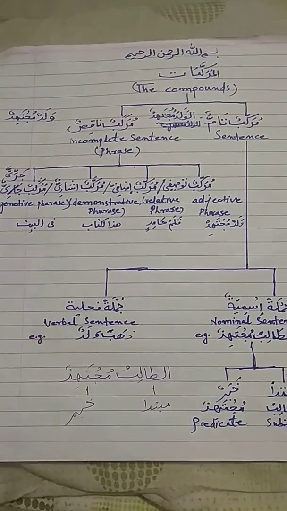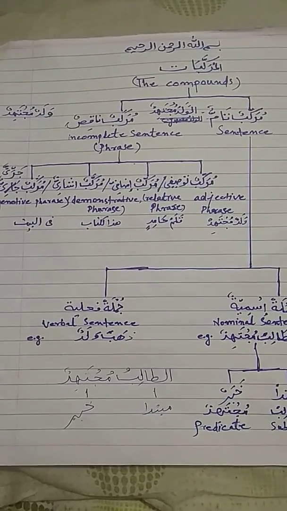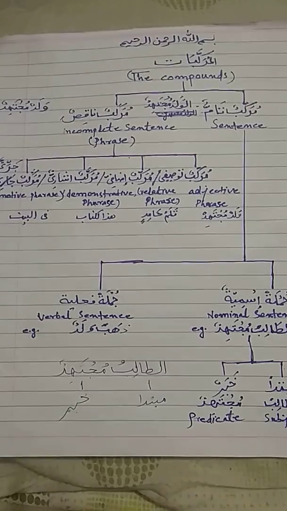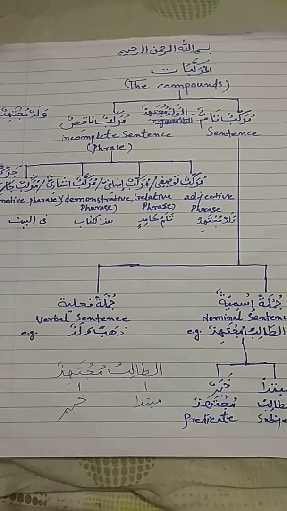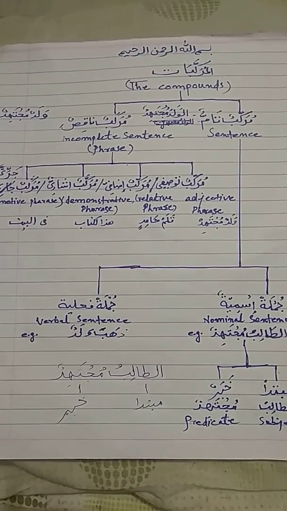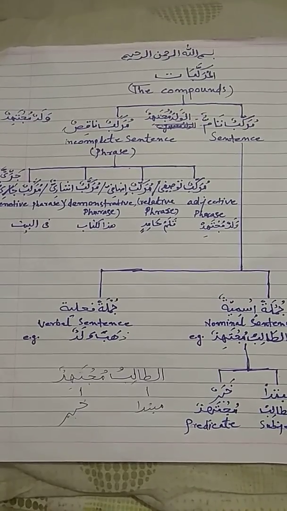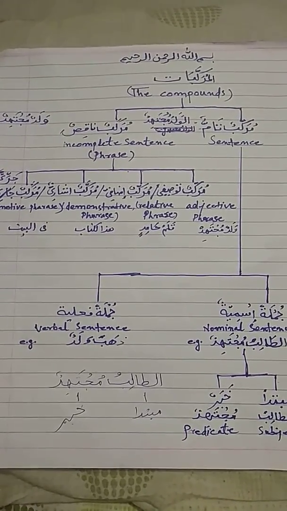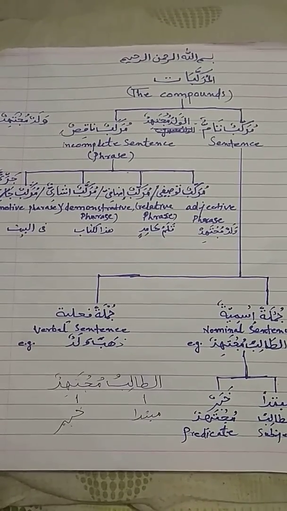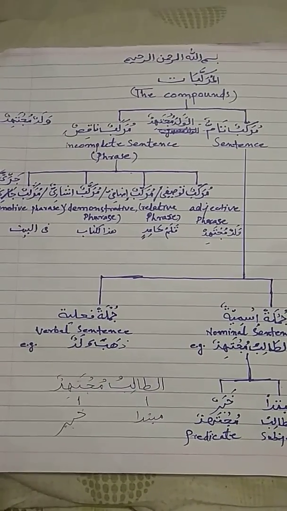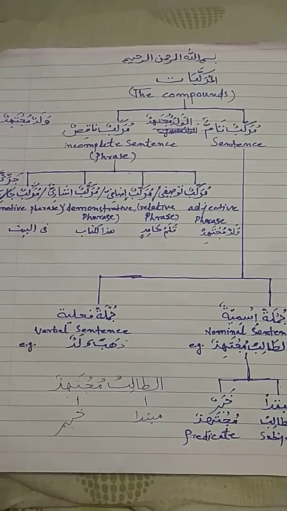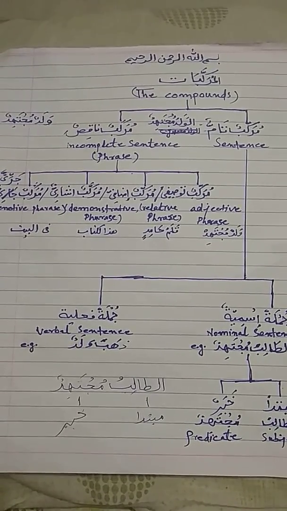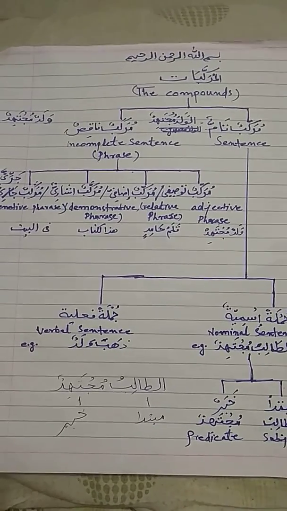Right now, let's understand murakkabun tammun. According to the first word of the sentence, there are two kinds of murakkabun tammun, the complete sentence. Number one, jumlatun ismiya, which is called nominal sentence in English. And number two, jumlatun fi'liya, verbal sentence.